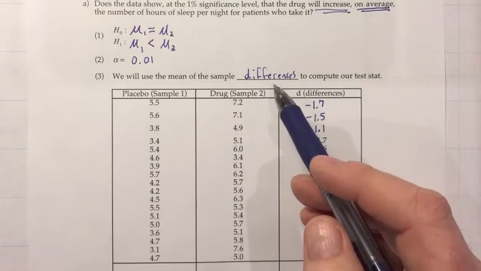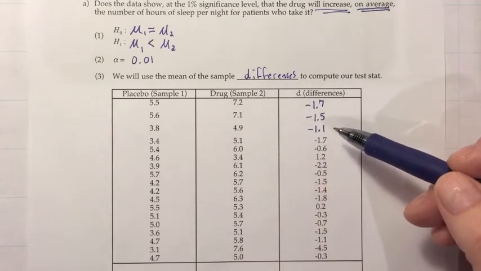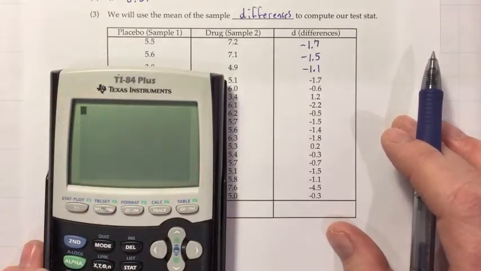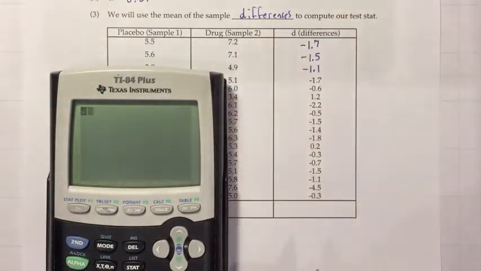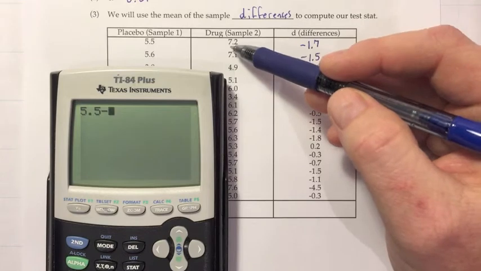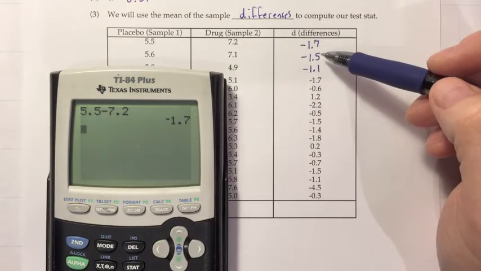So I've already filled in the word there. Go ahead and make sure you do that. And I filled in these differences, but let me show you where those came from. We take the first person, and on the night that they took the placebo, they slept 5.5 hours. And then we want to subtract how much sleep they got the night they took the sleeping pill drug, and that was 7.2. And then that difference is negative 1.7.